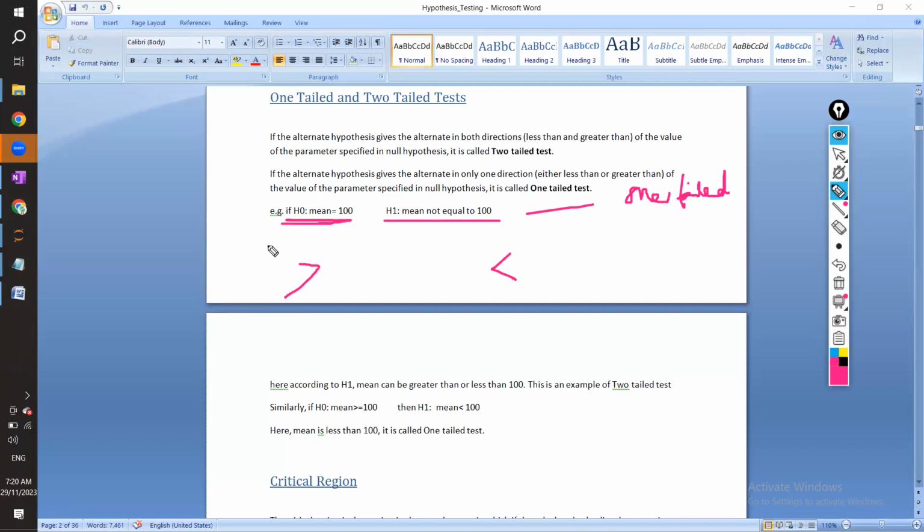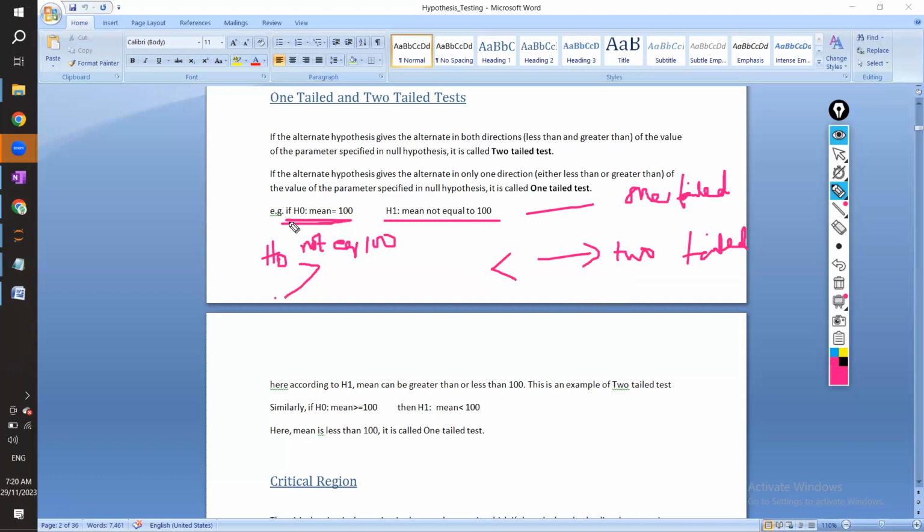Okay. That means, for example, if null is saying not equal to 100, whether it is less than 100 or greater than 100, two tests you need to do. So in that case, in that scenario, it will be a two-tailed test.